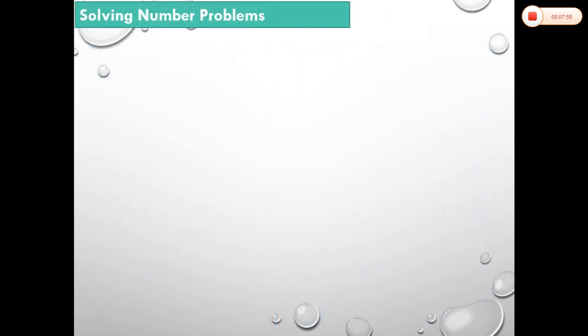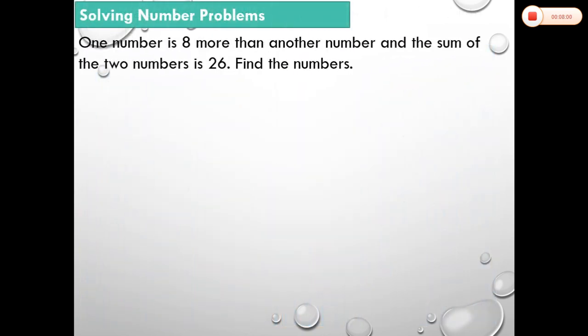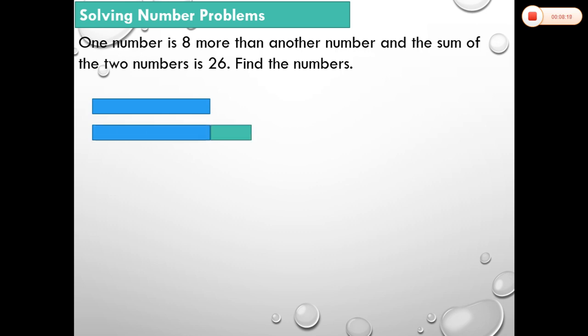Let's try to solve number problems. One number is 8 more than another number, and the sum of the two numbers is 26. Find the numbers. Let's represent the blue rectangle to be the number. The second number will be 8 more than it. So that means this green rectangle is 8 units long.